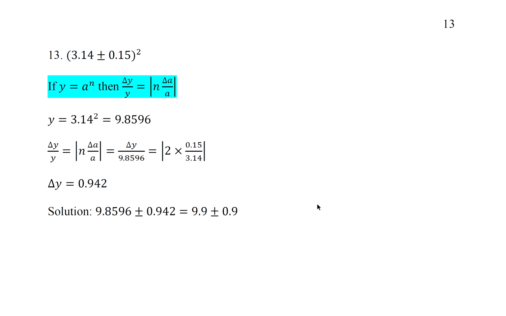We've just added and subtracted uncertainties, and multiplied and divided uncertainties. Now we're going to take an exponent and determine the uncertainty. So we have to determine 3.14 plus or minus 0.15 to the second power. Understand this equation highlighted in blue: if y equals a to the nth, then delta y over y equals n times delta a over a.